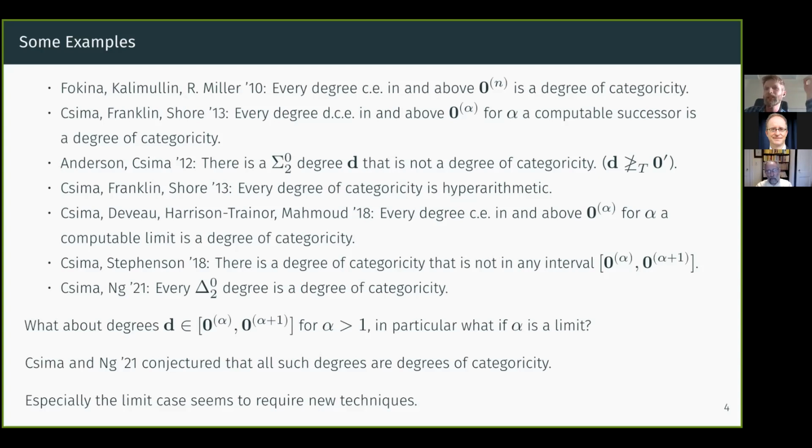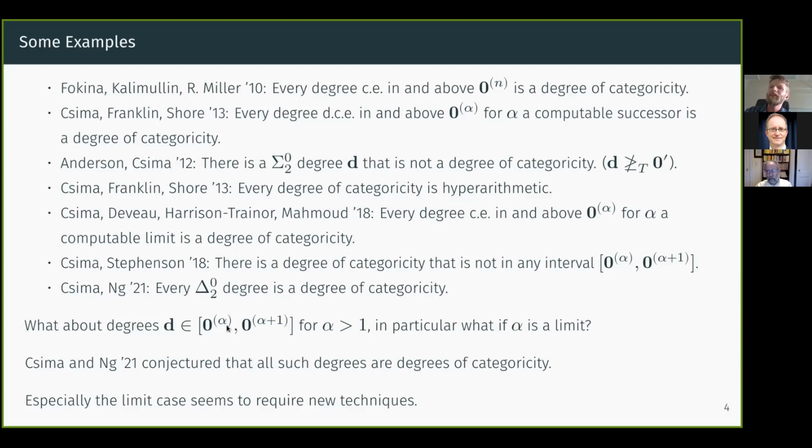And they conjectured that in particular, every degree d in between 0^(α) and 0^(α+1), in this interval for α bigger than 1, should also be a degree of categoricity. And if one looks at their construction, at least for any natural number, this should be quite easy to do using Marker extensions. And I would think it's easily doable for all successor ordinals using known techniques.